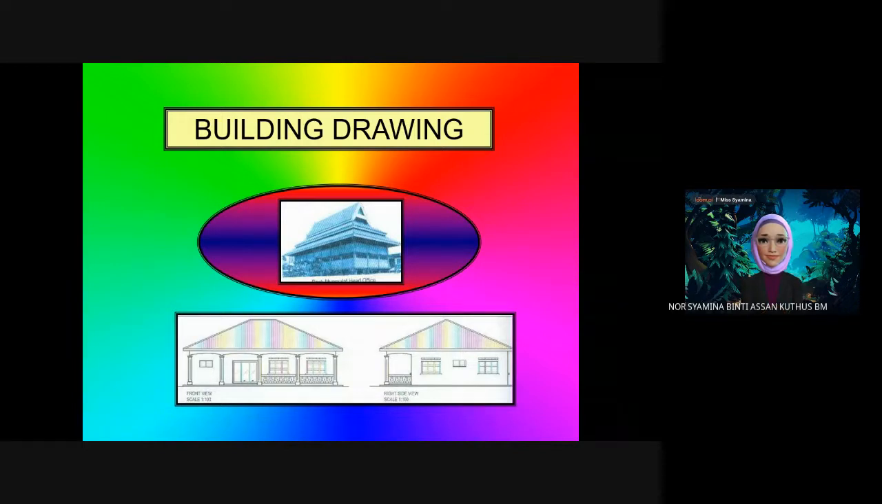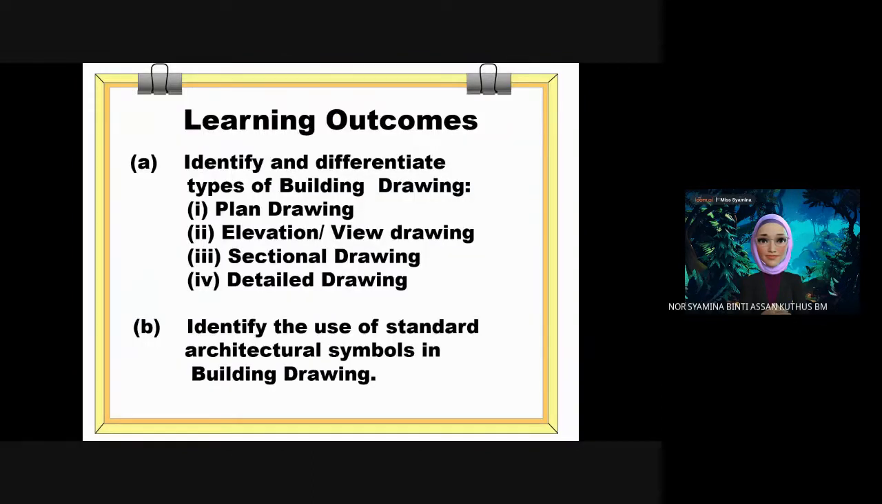So kita tengok sikit learning outcome from this particular building drawing practical would be to identify and differentiate types of building drawing such as your plane drawing, your plan drawing, elevation, side views, sectional drawing, detailed drawing. Then we're going to identify the use of standard architectural symbol in building drawing.